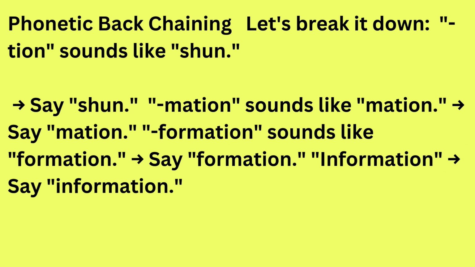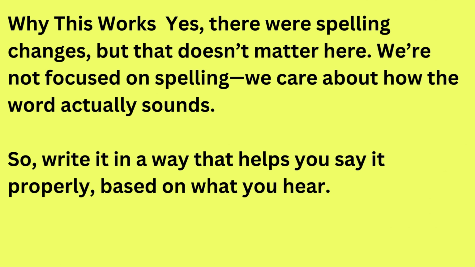Let's break it down. -tion sounds like shun. Say shun. Mation sounds like mation. Say mation. Formation sounds like formation. Say formation. Information. Say information. Why this works, yes. There were spelling changes, but that doesn't matter here. We're not focused on spelling. We care about how the word actually sounds, so write it in a way that helps you say it properly, based on what you hear.